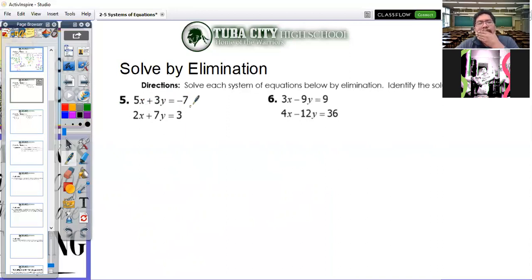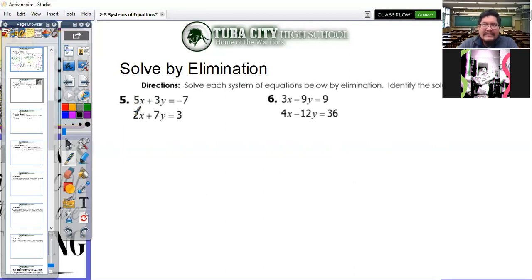Now, let's look at this here. So 3, if I double that, I get 6, not 7. And the soonest number they would meet up at would be 21. So yeah, I'd have to change both of them. And that might not be so bad, but let's see if we have a better option with the x's.